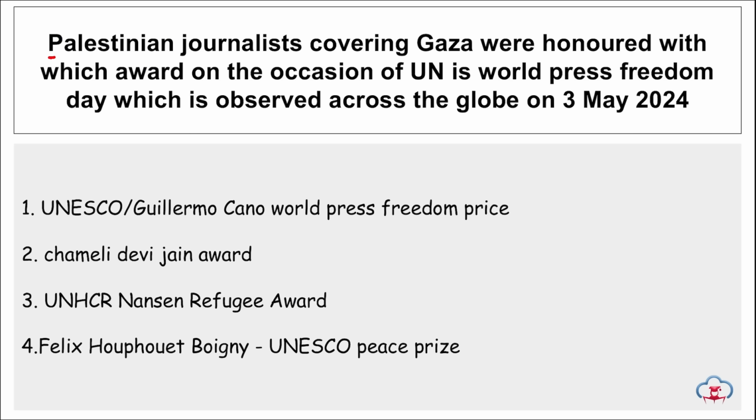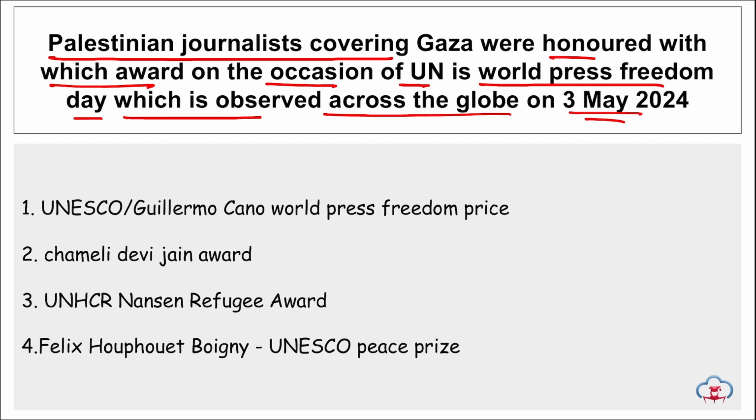Next is Palestinian journalists covering Gaza were honored with which award on the occasion of the UN World Press Freedom Day, which is observed across the globe on 3rd May. So directly the question, friends, is what is the name of that award with which the Palestinian journalists were honored? They were honored on the World Press Freedom Day that is observed on 3rd May. So this is the day that you need to importantly remember. But what is the name of that award? What is that award here?